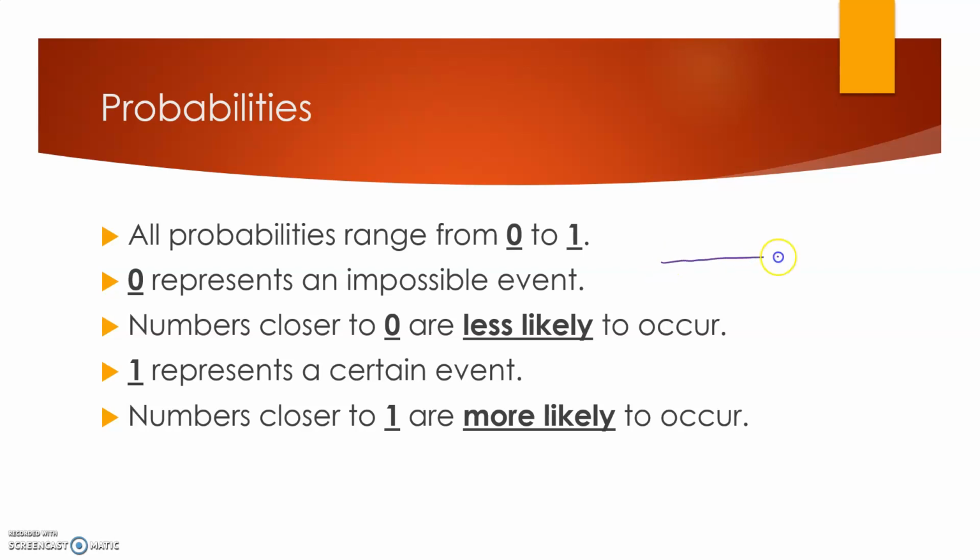So you can think about it like a number line. Well, actually, it's not even got arrows on the end. You could just say, here's 0, never going to happen. 1, for sure going to happen. Numbers that are down here are less likely to happen. Numbers up here are more likely to happen.